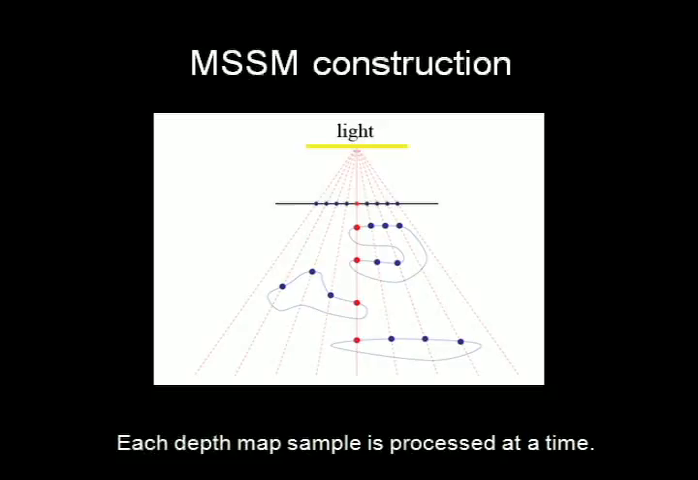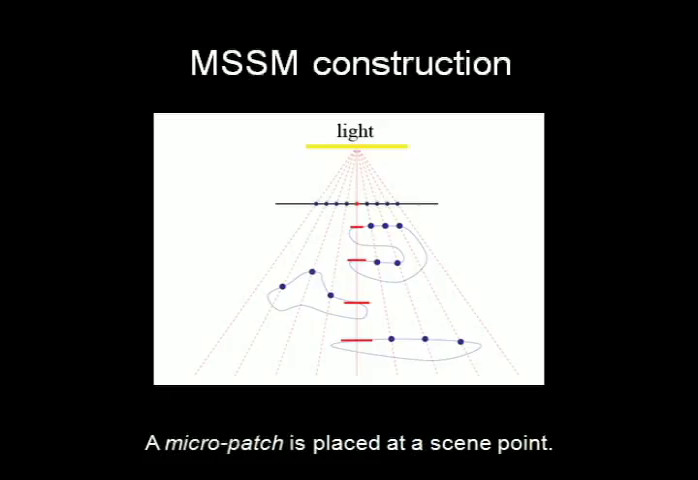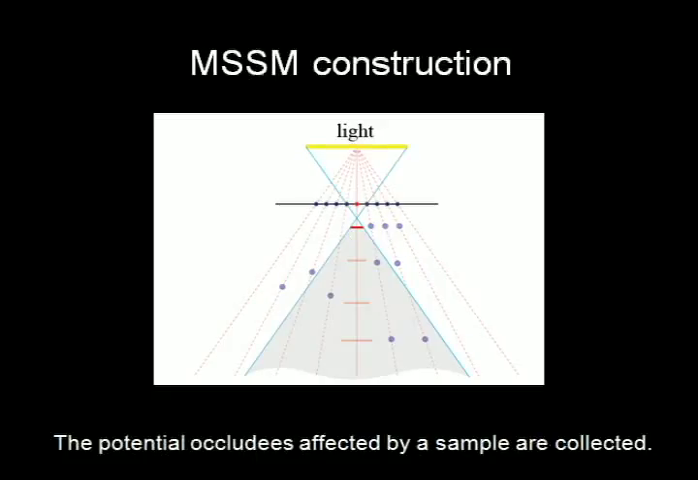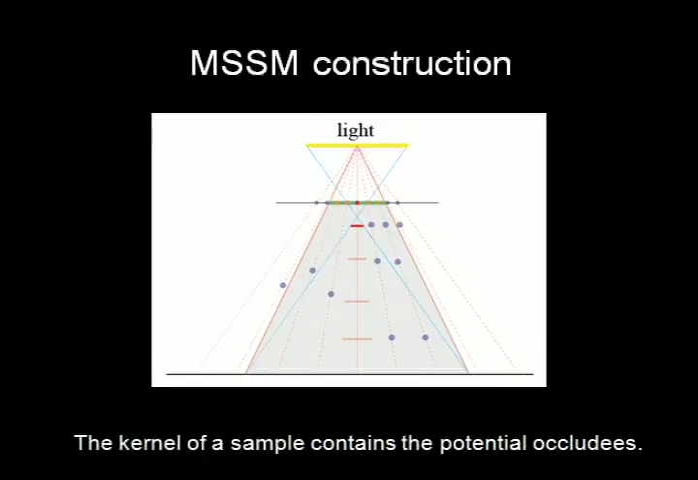The multi-layer soft shadow map construction algorithm processes a sample of the depth map at a time. The depth values are retrieved from a sample, and a rectangular micropatch is placed at a scene point corresponding to a depth value. The potential occludees affected by a sample are all located within the shadow extent of the sample's micropatch, which is closest to the light source. A kernel is a region in the depth map containing the potential occludees.